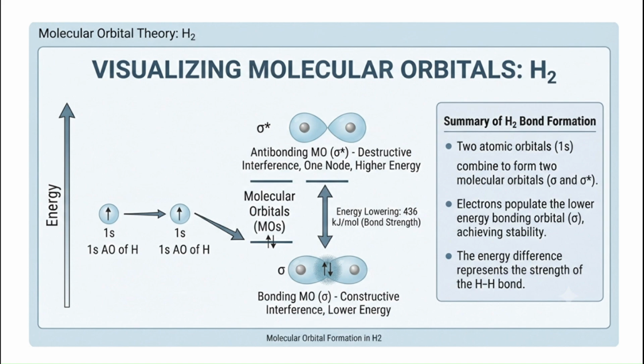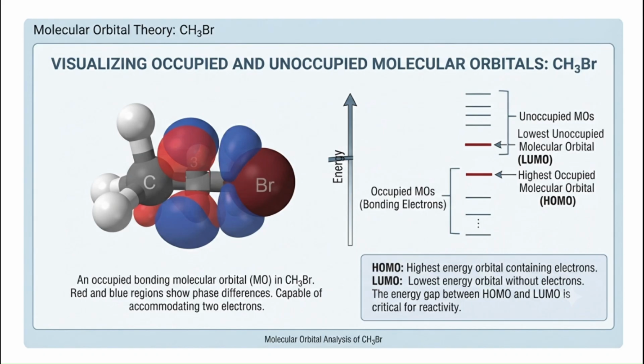Now, let's consider a molecule such as CH3Br, which contains more than just 1 bond. The molecule has many molecular orbitals, each of which can be occupied by 2 electrons. This figure illustrates one of the many molecular orbitals of CH3Br. This molecular orbital is capable of accommodating up to 2 electrons. Red and blue regions indicate the different phases.